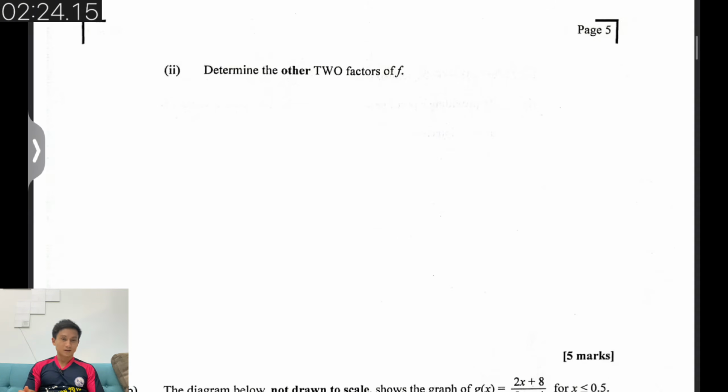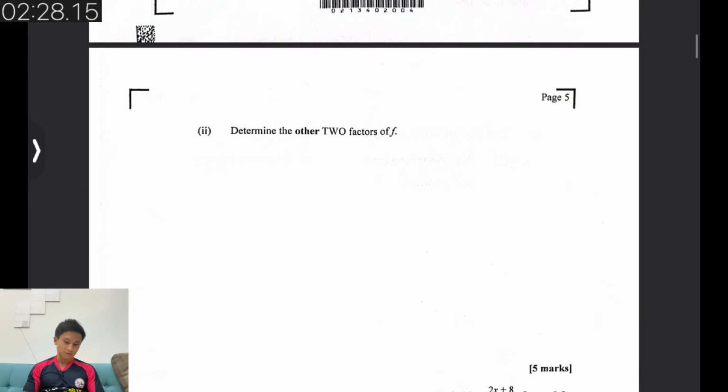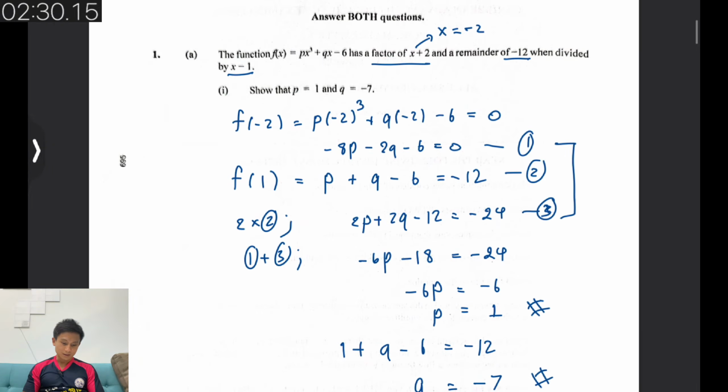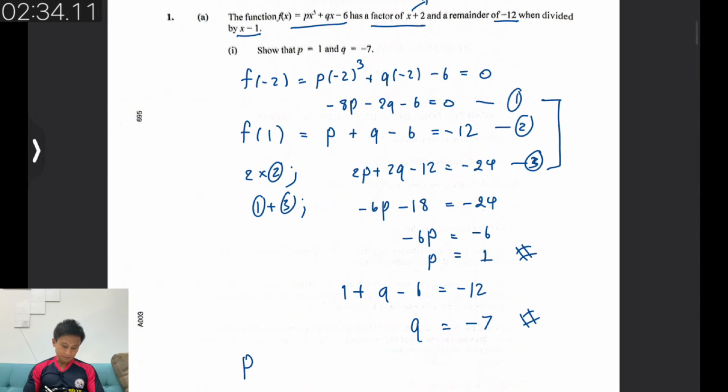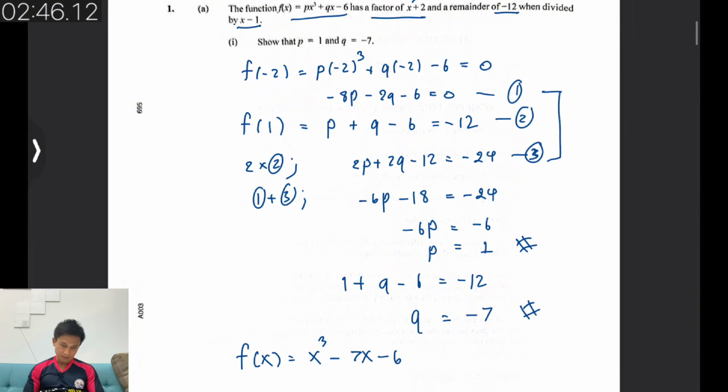Next, part II here, determine the other two factors of f, right? So we're going to go back to take this. So f(x) is just, if we plug in p and q, just what we just found, then we get what? x cubed minus 7x minus 6, yeah?